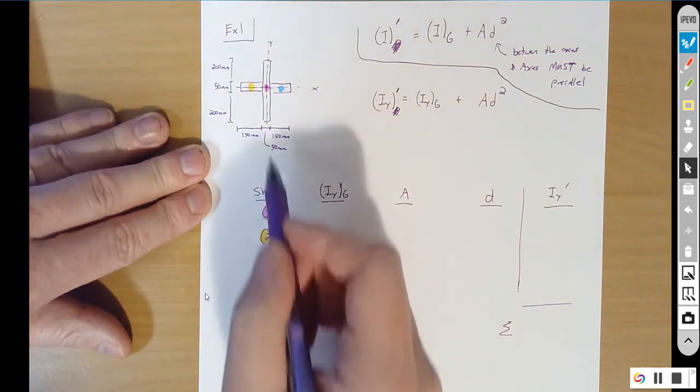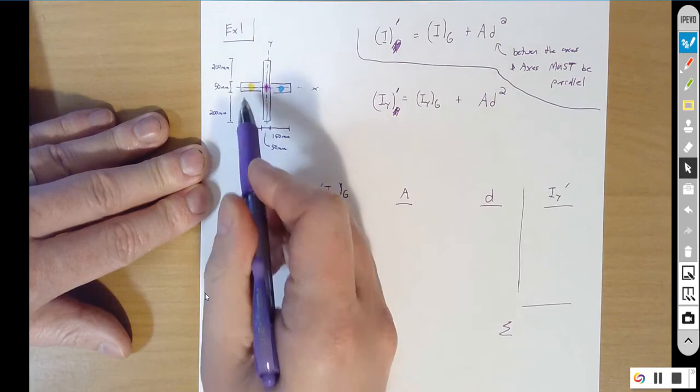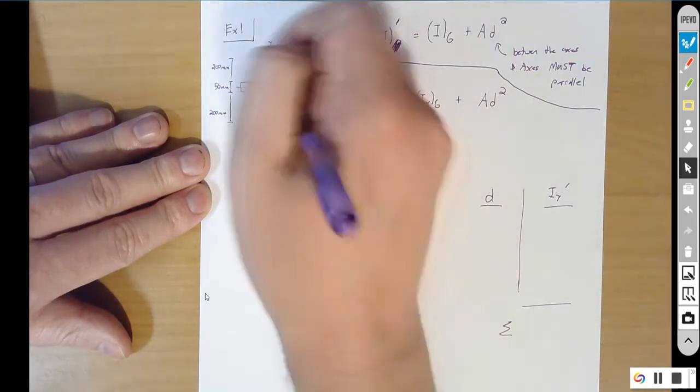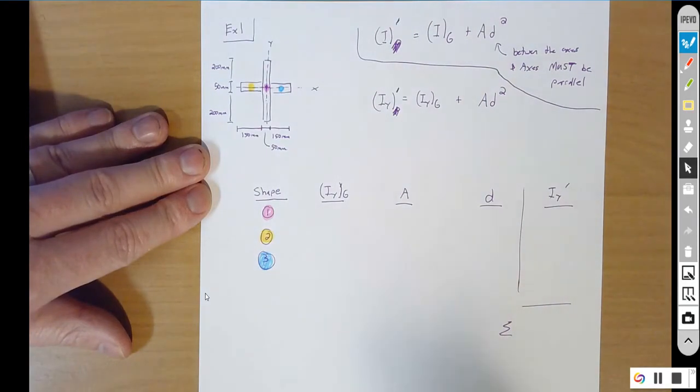So I've color-coded my shapes here. Shape 1 is this big rectangle. Shape 2 is this little one on the left. Shape 3 is this little one on the right. Typically, I'll just circle them and write in the number. But if you have colors, it can make it a little faster.